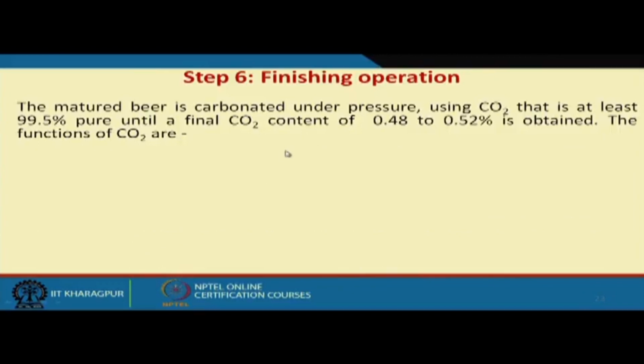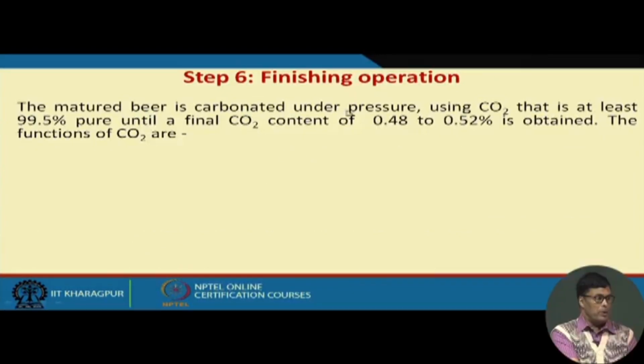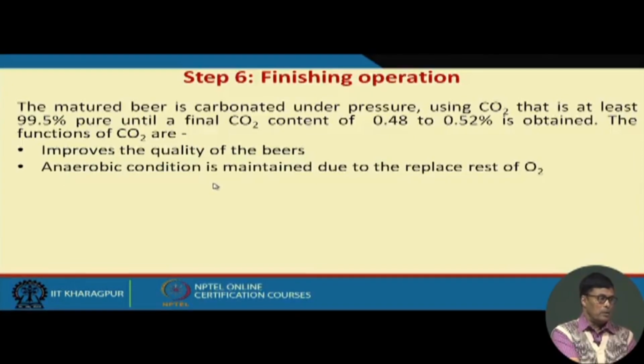Now the finishing operation: the matured beer is carbonated under pressure using carbon dioxide that is at least 99.5% pure, until a final carbon dioxide content of 0.48 to 0.52% is obtained. The functions of carbon dioxide are several. It improves the quality of the beer because beer is a carbonated drink, and I told you this protein helps in maintaining the foam in the beer. Anaerobic condition is maintained due to the replacement of oxygen.